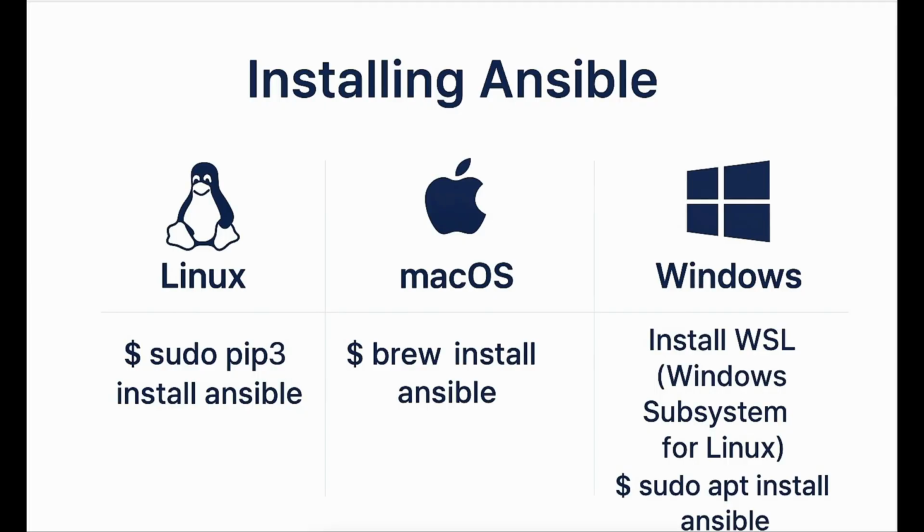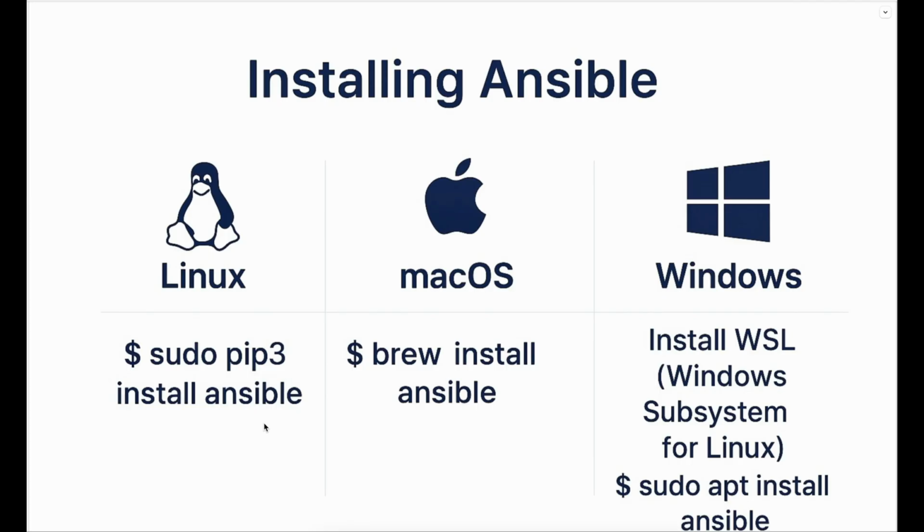Now that we understand where Ansible runs, let's talk about how to actually install it. The installation steps are quite simple and they depend on your operating system. Let's start with Linux, since that's the most common environment for Ansible. You can install Ansible using pip3, which is Python's package manager, and the command looks like this: sudo pip3 install ansible. This downloads and installs Ansible globally on your system.